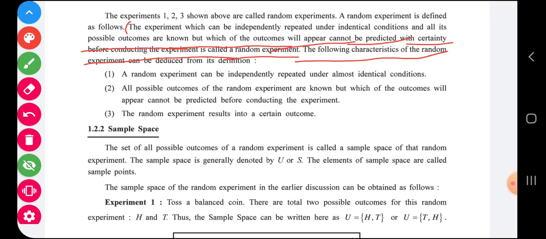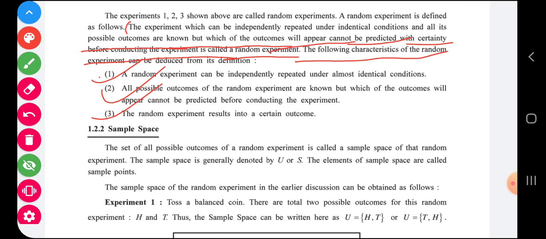The following characteristics of random experiments can be deduced from its definition. Which experiment is called a random experiment? Random experiments can be independently repeated under almost identical conditions. All possible outcomes of random experiments are known, but which of the outcomes will appear cannot be predicted. The random experiment results in a certain outcome: when the experiment is performed, the final outcome will be certain. So all these experiments are called random experiments.